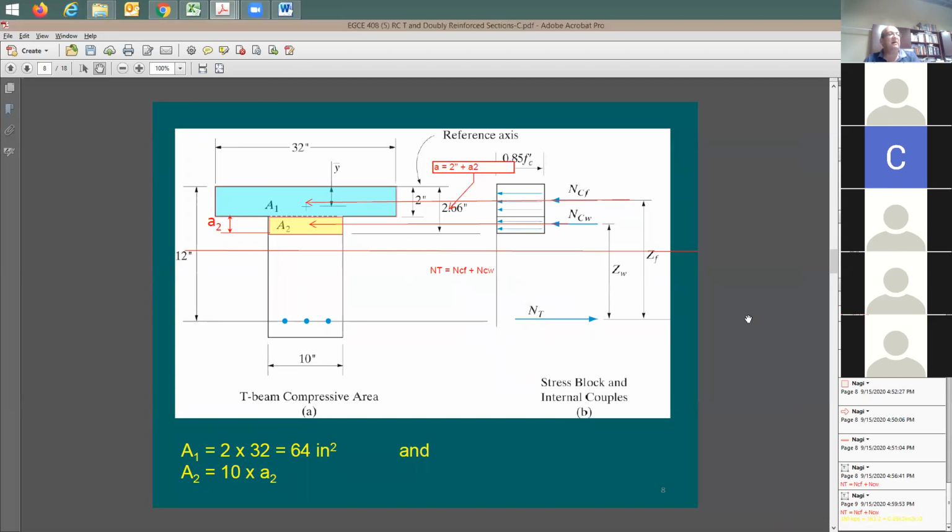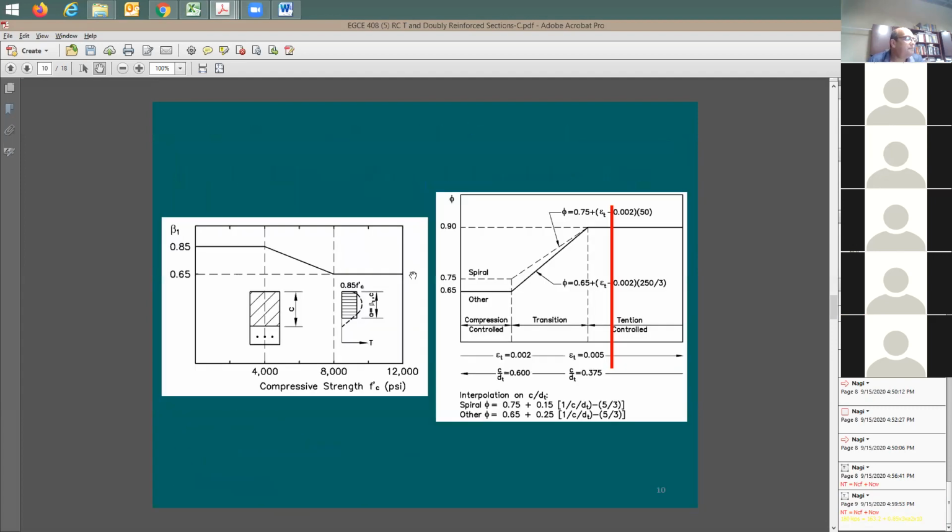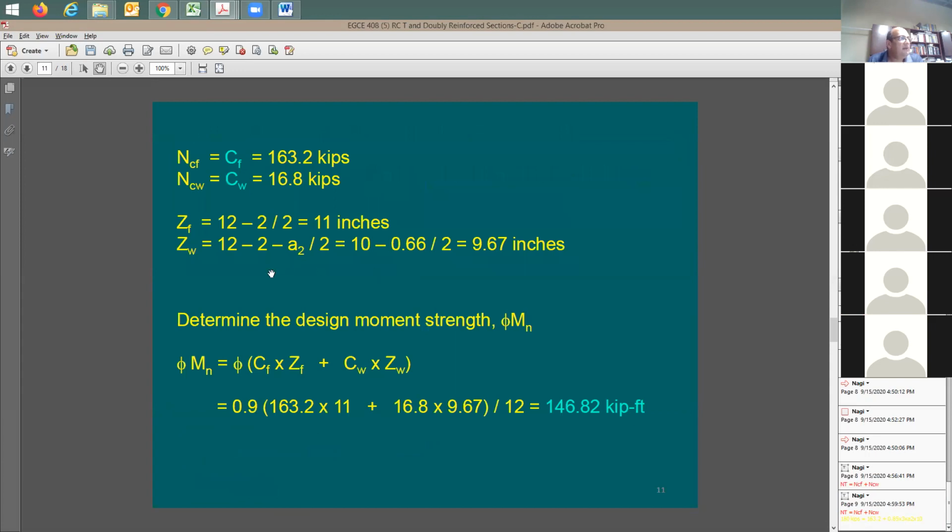How about ZF? How do you do ZF? ZF is equal to what? Can someone do the analysis quickly for the ZF? How much is that? Distance from, yeah? 12 minus 2 divided by 2. Yeah, which is how much? 11 inches. Very good. Okay. Here's the distance ZF, 11 inches.